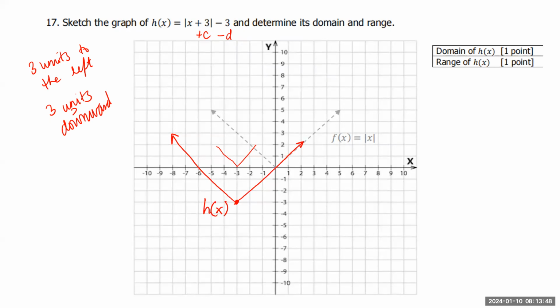And kapag na-drawing na natin yung graph, then we can answer the domain and range. So the domain, so take note, this is an absolute value function. So therefore, the domain is still all real numbers. Okay? However, ang range ay magbabago na. So lahat ng y values na pupwede sa kanya, so that is from negative 3 pataas. Okay, so that is negative 3 to positive infinity.